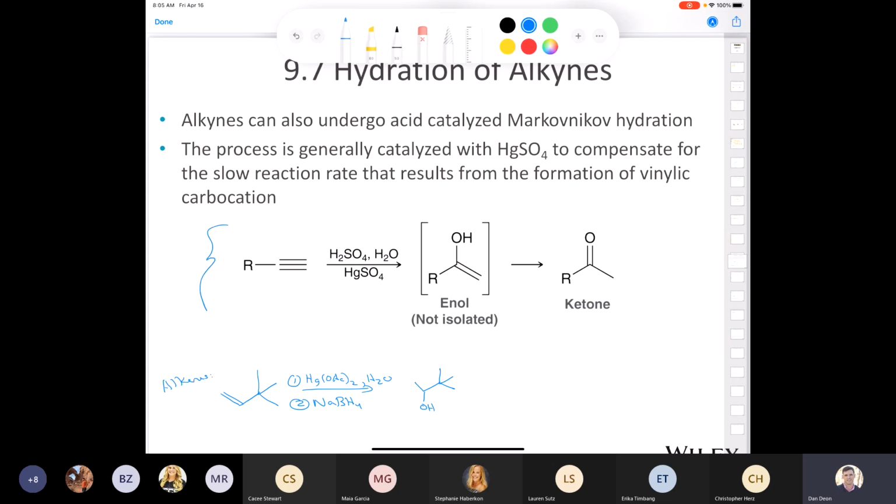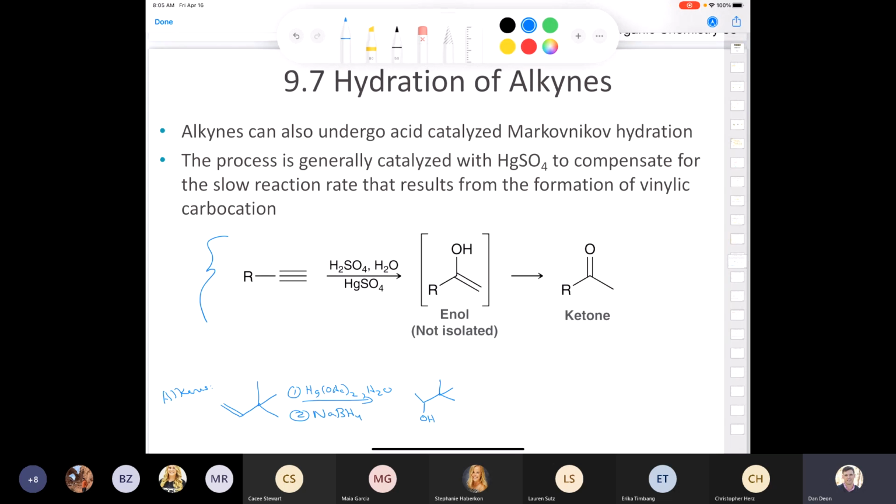But now we're going to talk about the hydration of an alkyne. And the hydration of an alkyne will not work by simply treating the alkyne with aqueous acid. We saw that we could do that with an alkene. However, we would use mercuric acetate when we wanted to avoid a carbocation rearrangement. Well, there are no carbocation rearrangements that we're going to worry about with respect to alkynes.